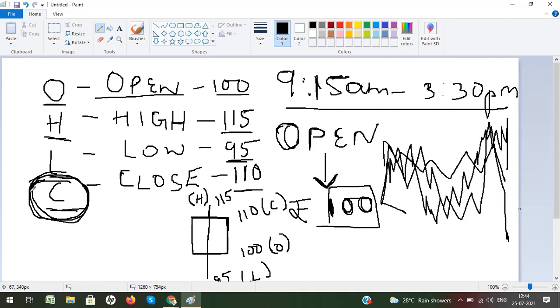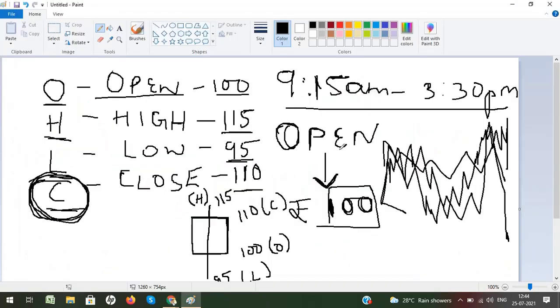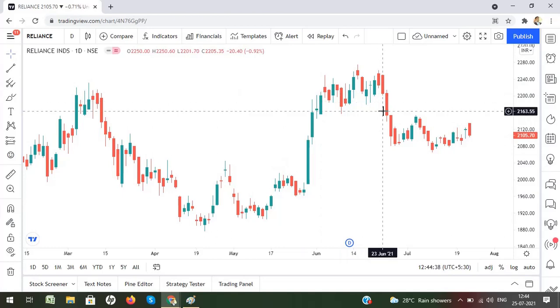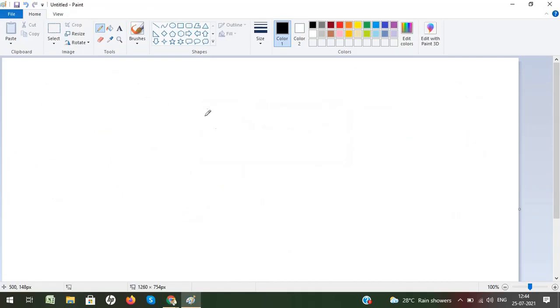Okay, that makes the closing price very important. All right, so now how does the candlestick body turn red? How does the candlestick body turn green? I'll come to that in a short while. Now let me take a fresh screen here.